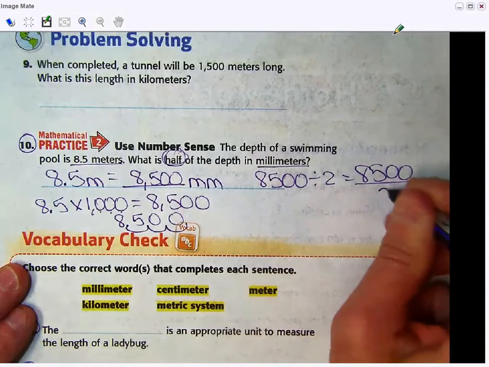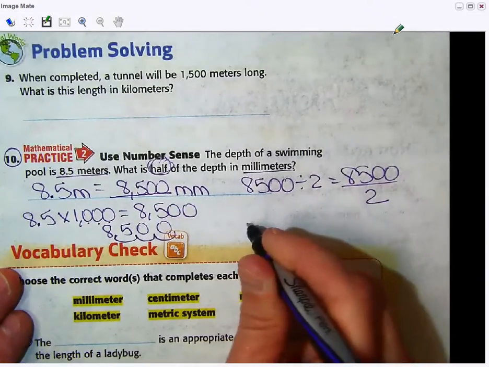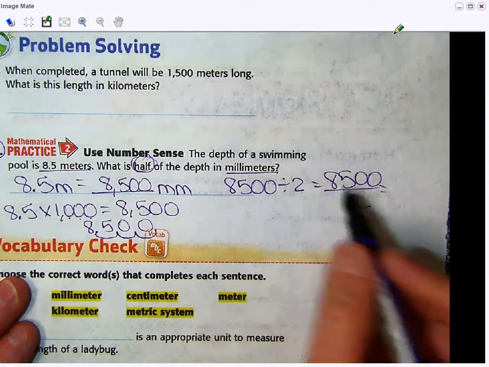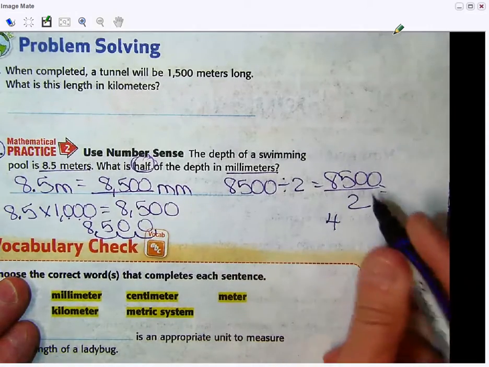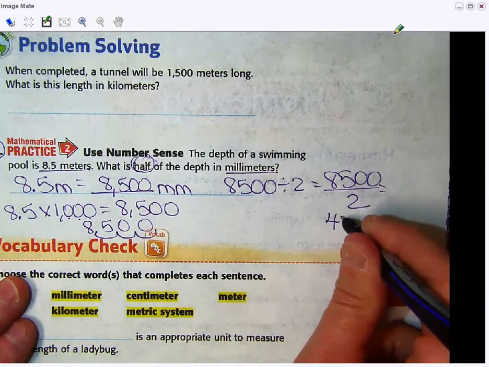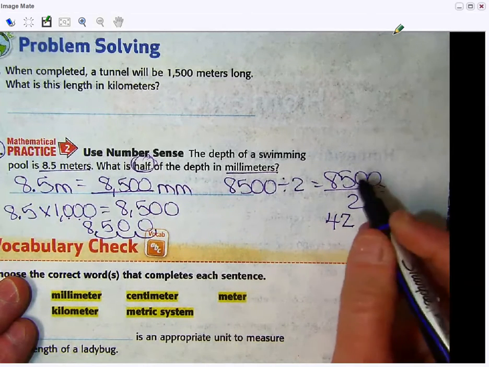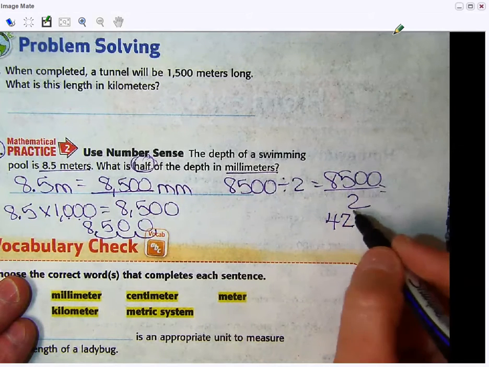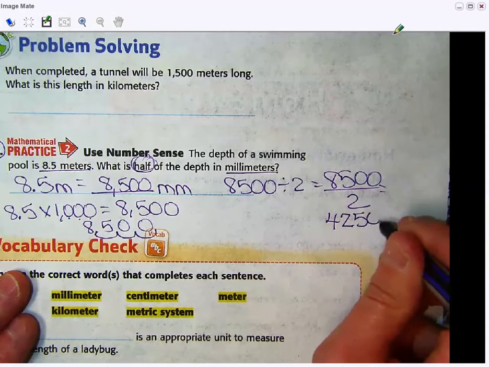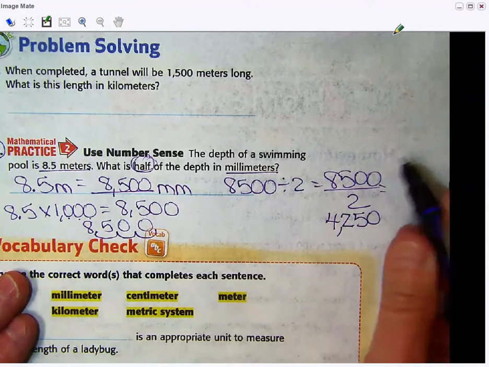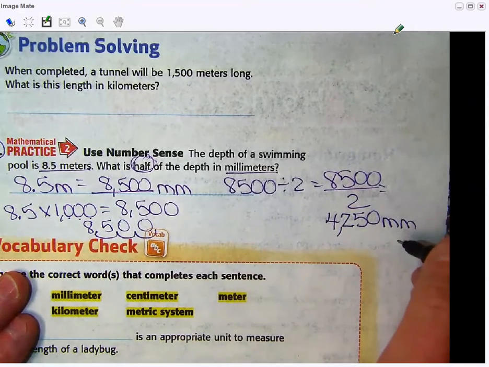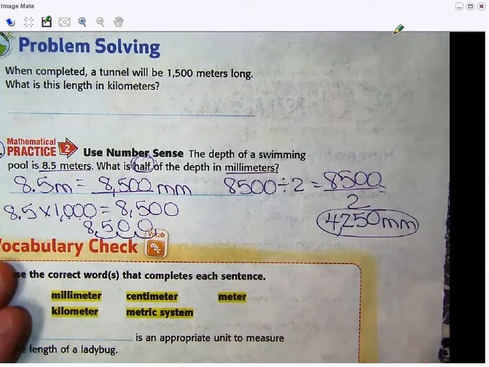So when we divide, we can do partial quotients or an area model, but we know that 2 can go into 8 4 times, and 4 times 2 is 8. So 2 can go into 5 2 times. 2 times 2 is 4 with 1 left over. So that would be 2 is now going into 10, which is 5 times, and then 2 goes into 0, 0 times. So we know that half of the depth in millimeters is 4,250 millimeters.